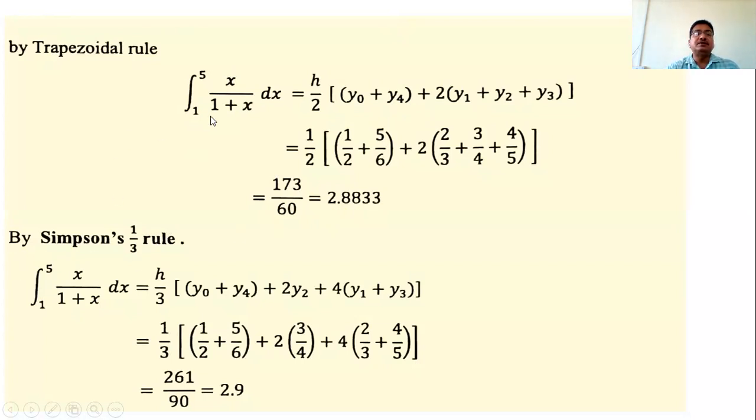Then Simpson's 1/3 rule. The same integration from 1 to 5 of x by (1 plus x) dx is h by 3, because the coefficient of this bracket is what? h by 3 in the 1/3 rule. In the 3/8 rule, it is 3h by 8. In the trapezoidal rule, it is h by 2. First value plus last value plus 2 times even suffix plus 4 times odd suffix, and then substitute the values and find the answer 2.9. This is 2.8, this is 2.9 by using Simpson's 1/3 rule.